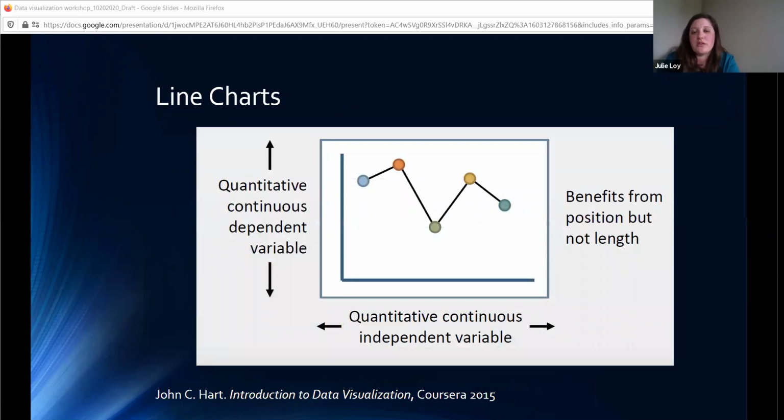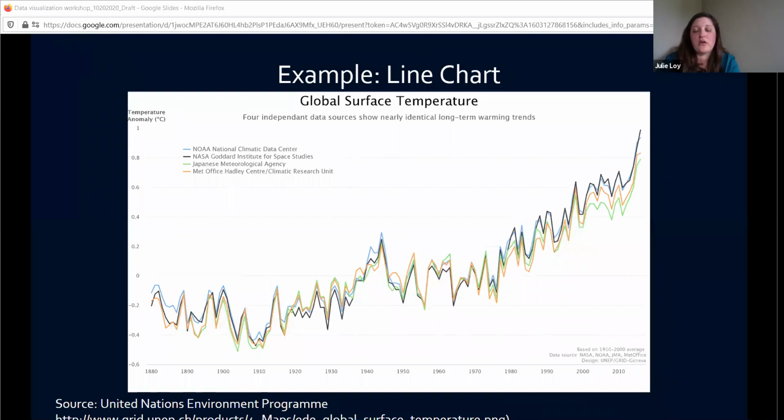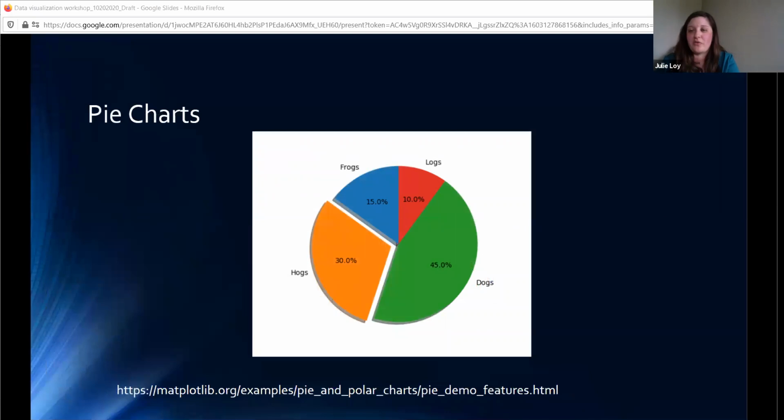Line charts tend to be quantitative, but continuous for the dependent and the independent variable. So if we go to the next slide. This is looking at global surface temperature, but when I mean continuous, if you look at the bottom, it goes from, I think it's 1880 all the way to 2010. That's a good way of showing that continuous through the years, showing values over time.